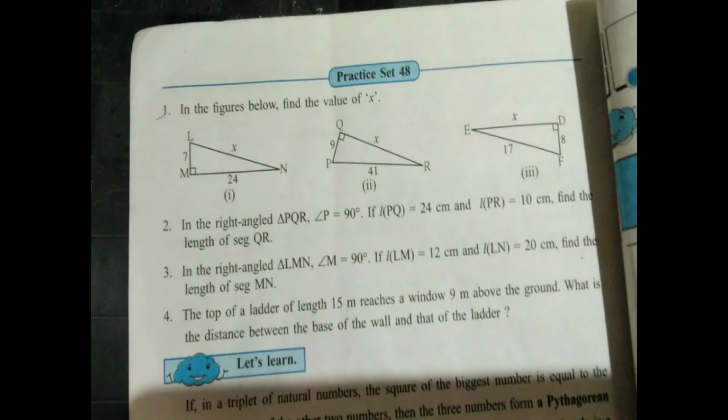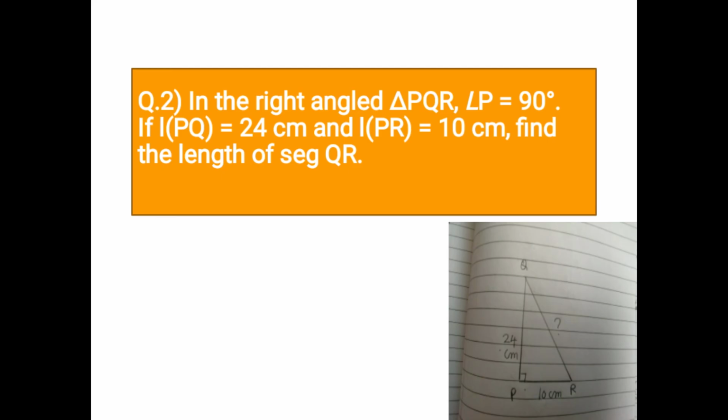Now we will do the second main question. In the right angle triangle PQR, angle P is equal to 90 degrees. If length of PQ is equal to 24 centimeter and length of PR is equal to 10 centimeter, find the length of segment QR. Here I have drawn this figure.